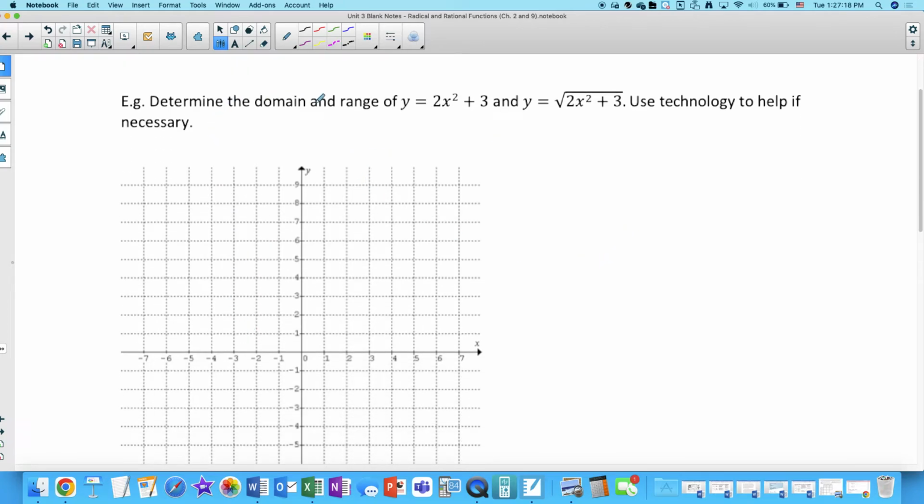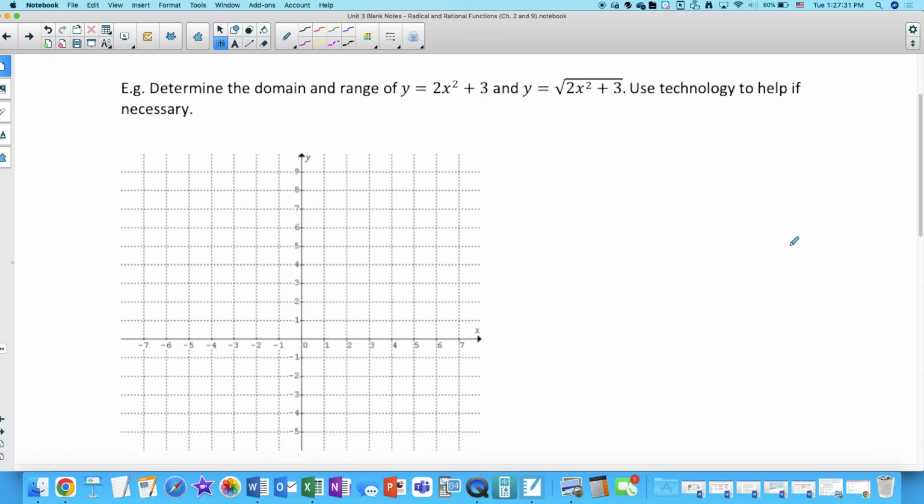So determine the domain and range of this and use technology to help. We're going to do this without technology, but you could do it with technology if you wanted to. But we know enough about transformations to be able to graph this by hand. Okay? It's a good review. All right, so let's take a look at the original function. What would the base function for the original function be?